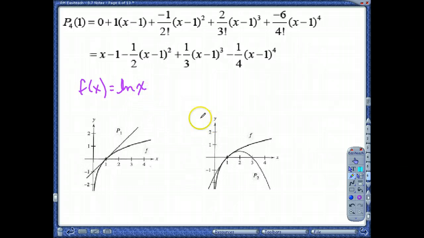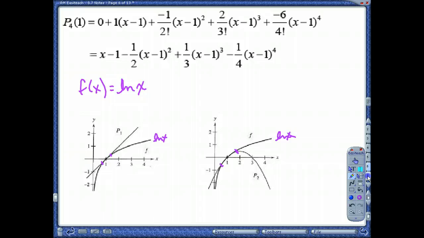Okay, so when I look at the natural log of x, that's this guy right here. So there's my natural log of x. Now, this guy right here is my first degree Taylor polynomial approximation. Notice they have this point in common. Notice they have a little bit extra outside that where they match up. Okay, that's pretty good. My second degree polynomial, notice we have that same increasing through here. This guy's concave down, this approximation's concave down. Notice we have more in common.